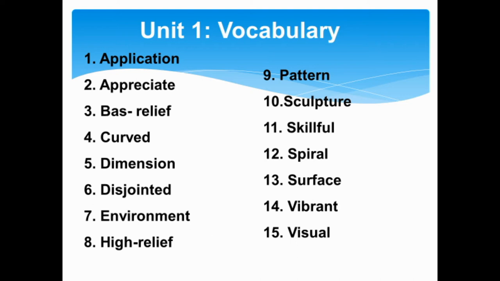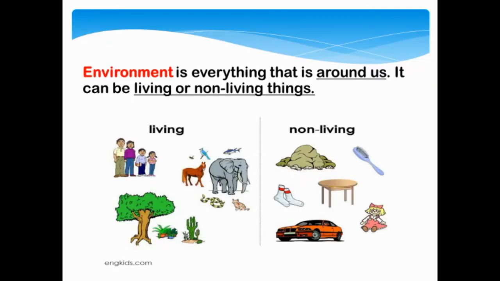So I want you to practice how to read and spell the words. For your vocabulary, I need you to write it in your art notebook. Now, let's begin with environment. Environment is everything that is around us. It can be living or non-living things.